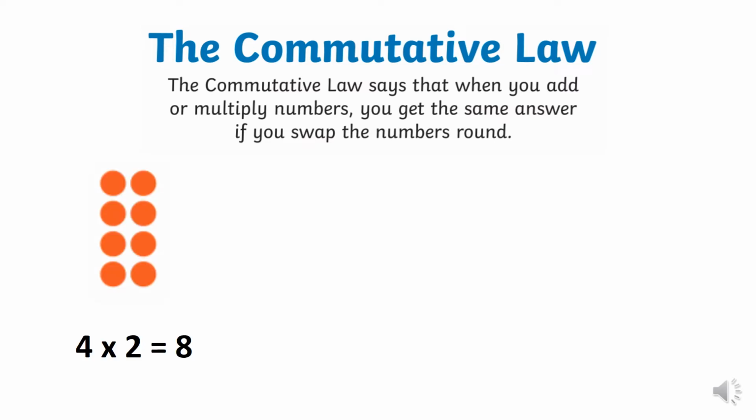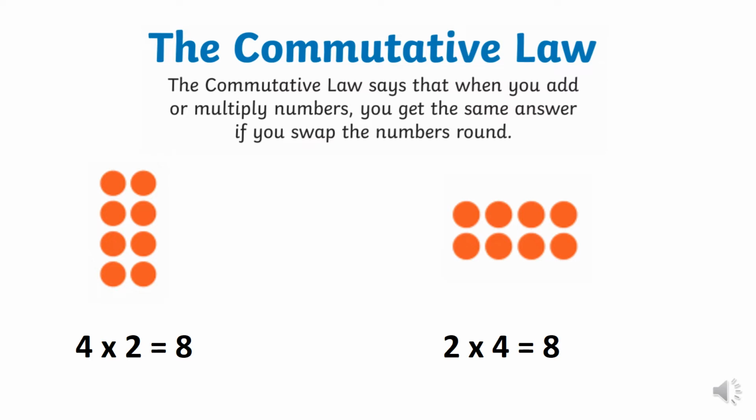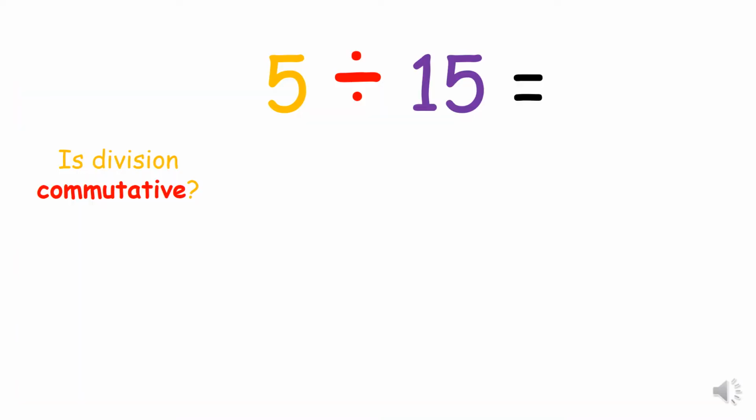4 times 2 equals 8, and 2 times 4 equals 8. So we can swap around those parts, those numbers at the beginning, and we will still get the same answer, the same product. I wonder, can we do it for division? Is division commutative? What do you think?